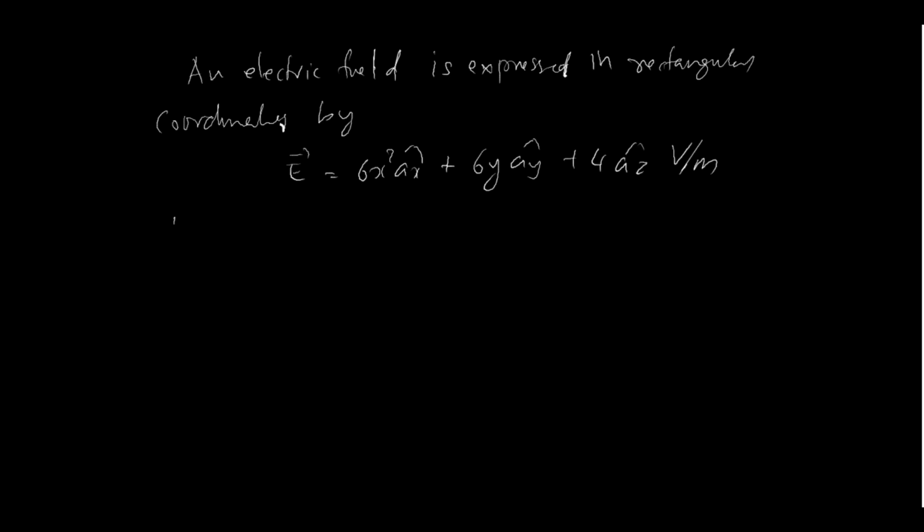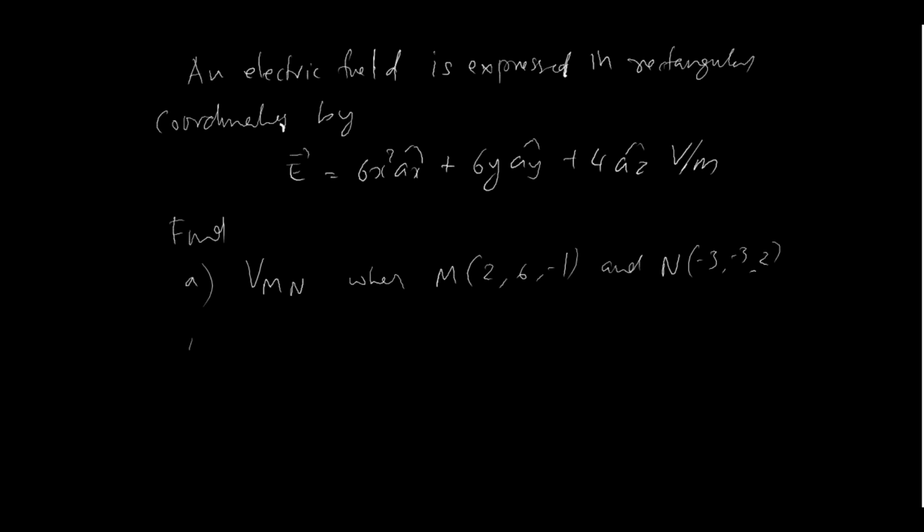Find A, Vmn, where m is (2, 6, -1) and n is (-3, -3, 2). Okay. B. Okay, we'll solve this one. If you find time, we'll go for the B question now.